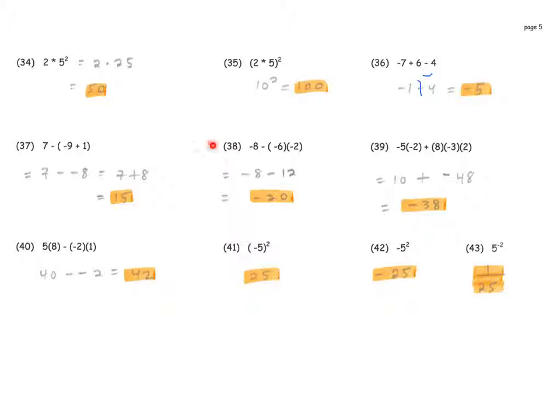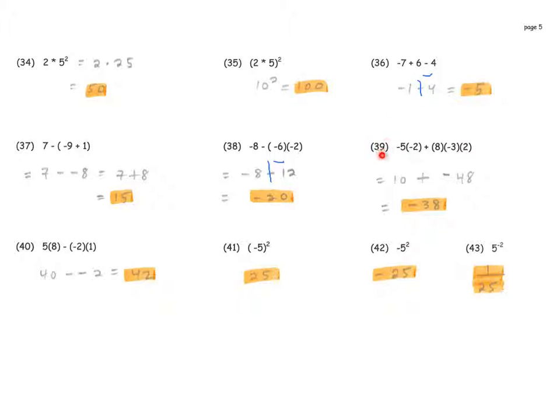Getting on to number 38, again, multiplication comes before the -8 subtraction part. So this times this is 12. It's take away 12. So I have -8 take away 12. And I just look at that as I have a -8 and I have a -12. So I have a -20. And again, if you want to change this to plus -12 before you add them, that's perfectly fine.